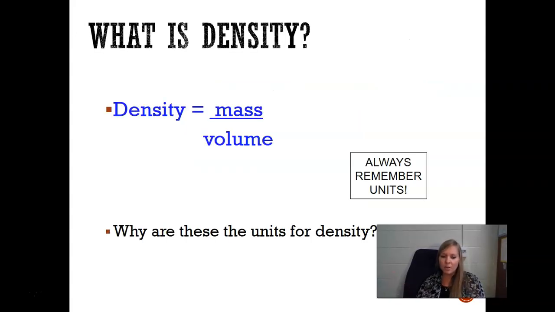So here is going to be our equation. D equals M over V. Density equals mass over volume. Guys, this is why our units are grams per centimeters cubed or grams per milliliter, because it's the unit of measure of mass over the unit of measure for volume.